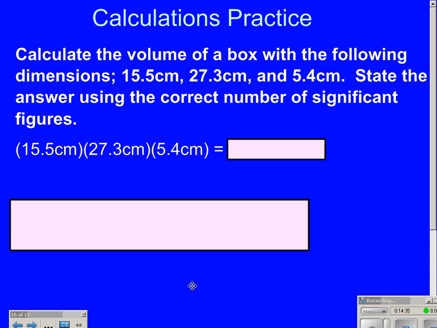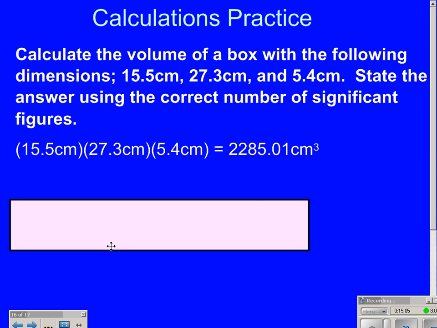Your turn. If you need to, go ahead and stop the video here and calculate this yourself. Again, multiply them together the way you normally would. We're calculating the volume of a box. Here's the lengths of all 3 sides. You multiply all those together, and you're going to come up with 2,285.01 centimeters cubed.